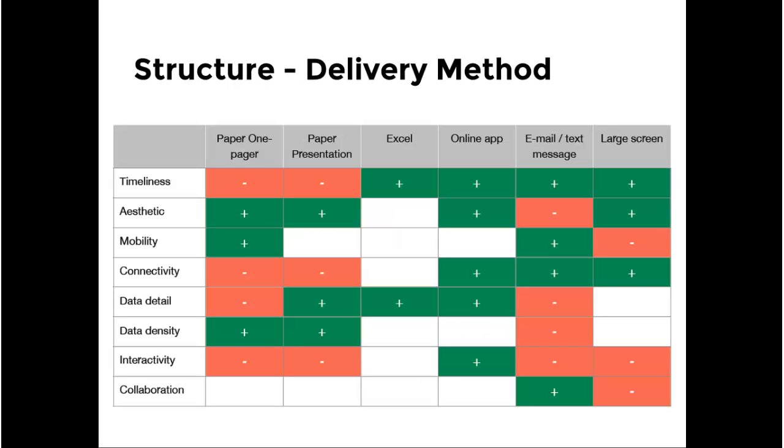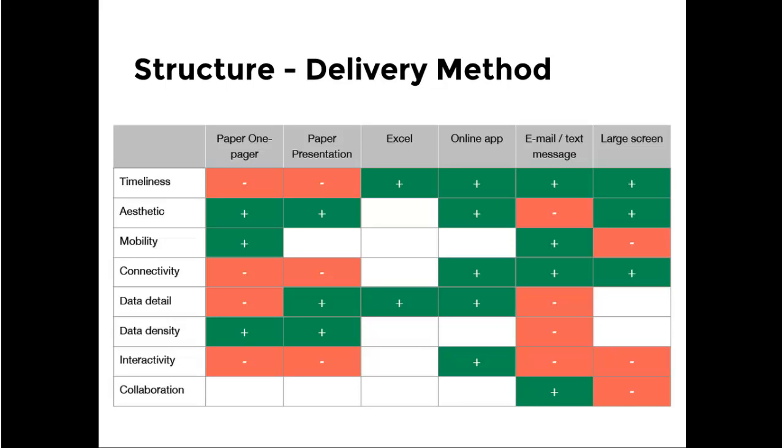So here are some common delivery methods, and this is just a simple chart on pluses and minuses on how you might want to think about delivering that information. A lot of times, you're just going to write a one-page paper report. You can make those look really good. They're really easy to take with them. You can share them via email as attachments. You can make them very dense.